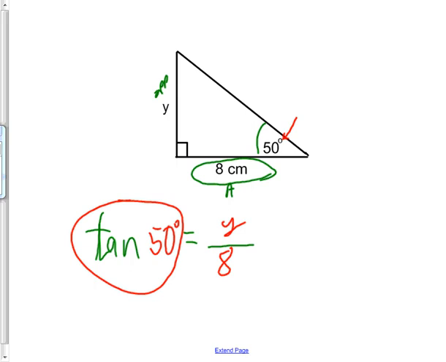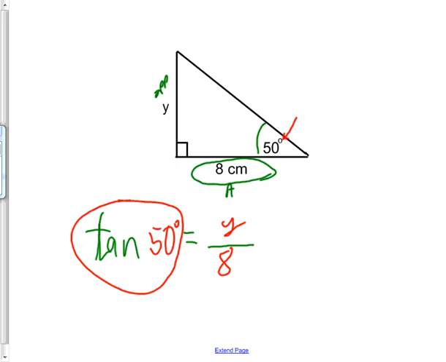So did you get the answer? 1.19. How many of you had the same thing? 1.19. I'm curious. Did any of you look and find out your calculator was in the wrong mode? Ah, look at that, like 8 or 9 people. So that happens a lot. So watch for that on the SAT tests.